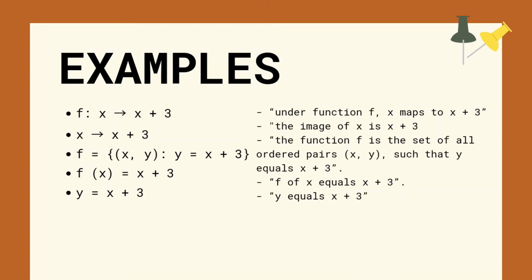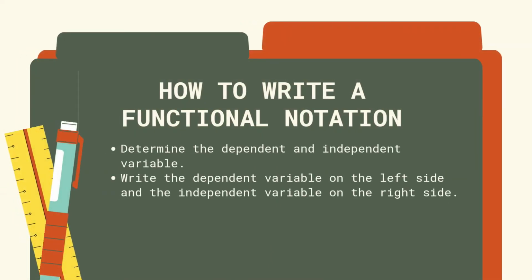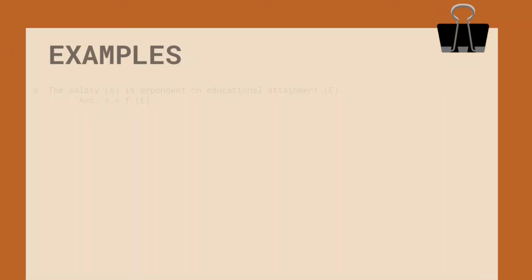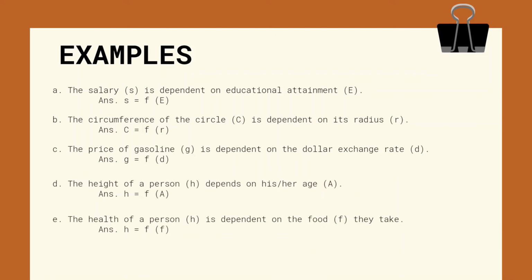To write a statement into functional notation, determine first the dependent variable and independent variable. Then write the dependent variable on the left side and the independent variable on the right side. Here are some examples. The first example is the salary S is dependent on educational attainment E. The independent variable of this statement is S, while the dependent variable is E. Therefore, the answer is S is equal to f of E.